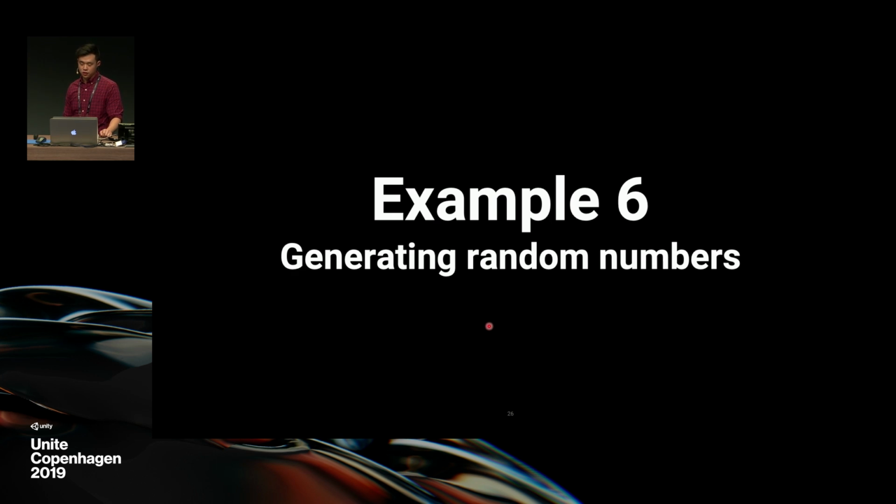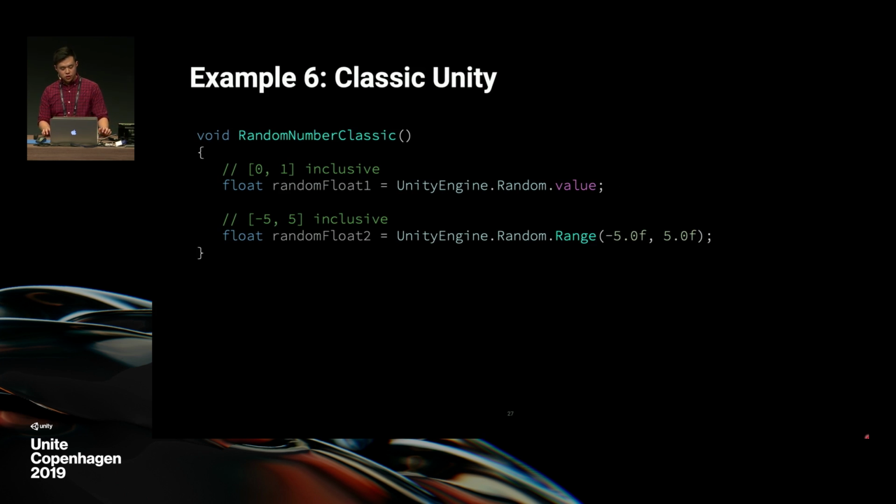Example number 6, generating random numbers. This is also a very common place where people get confused at how to generate random numbers in Unity Mathematics. How do you generate random numbers today? Well, it's actually very easy. You just access the static property, UnityEngine.Random.value, and that gives you a random float in between the range of 0 and 1 inclusive. Inclusive. That's very important. That means that the endpoints 0 and 1 are possible to be returned.